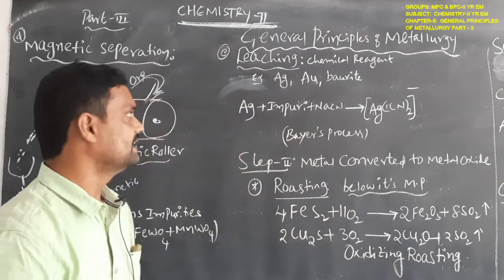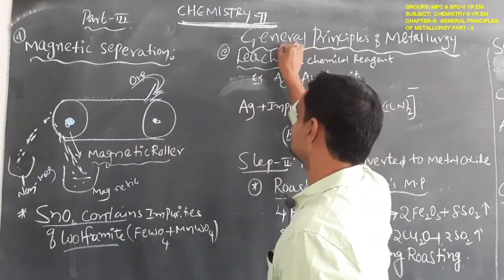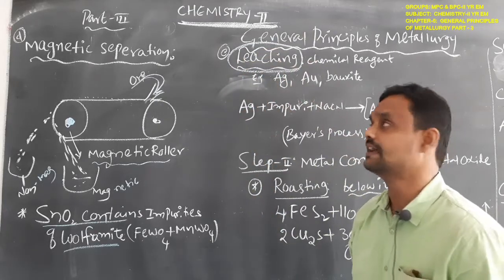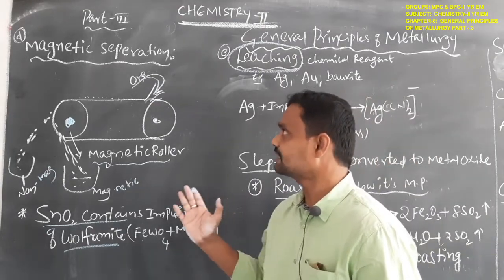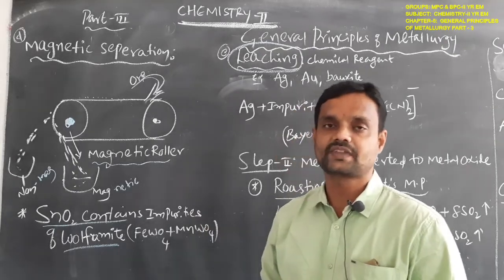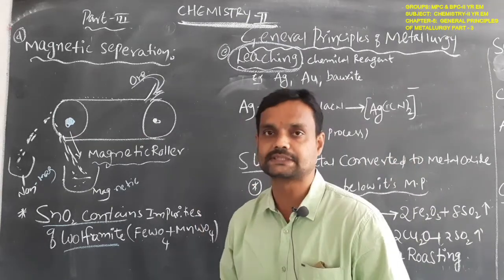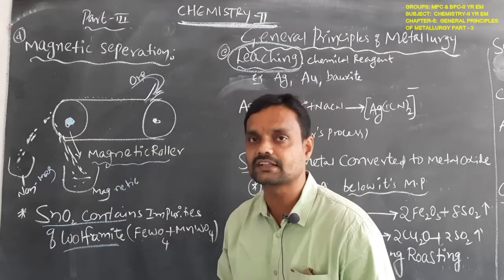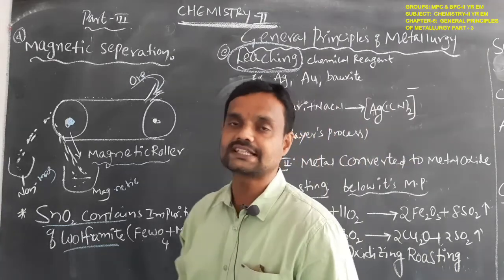Okay, students. Next, we move to another method, that is the leaching method. Another method is the leaching method. This leaching method is a chemical method. Up to magnetic separation, all are physical processes. For example, froth flotation, hydraulic washing, hand picking method and magnetic separation method. These methods all depend on physical means. But leaching is an example of a chemical method.